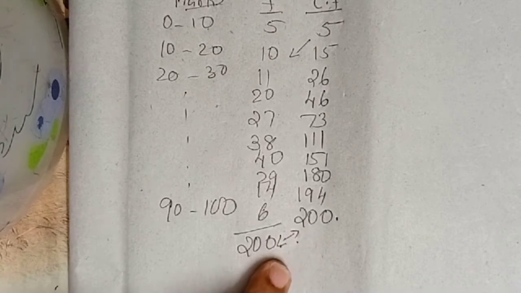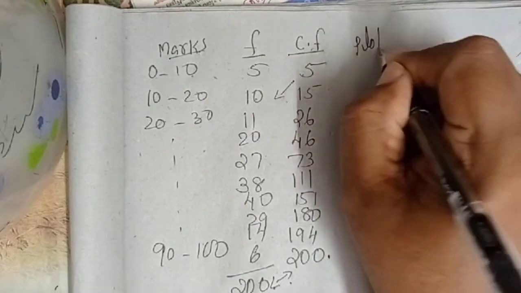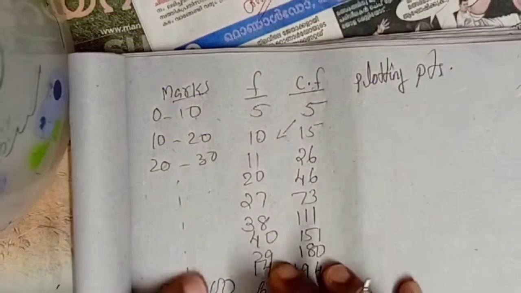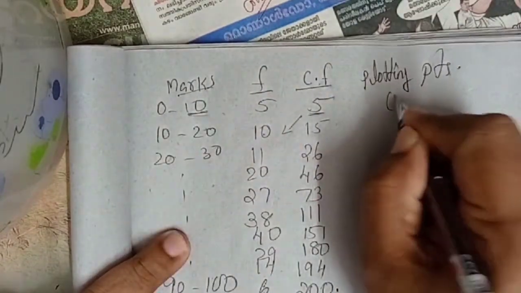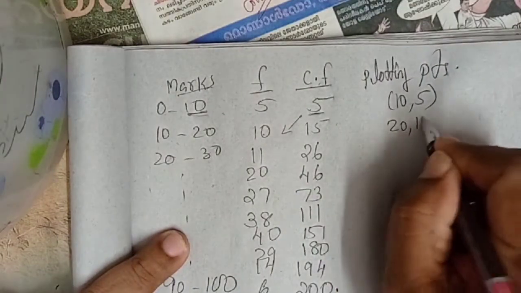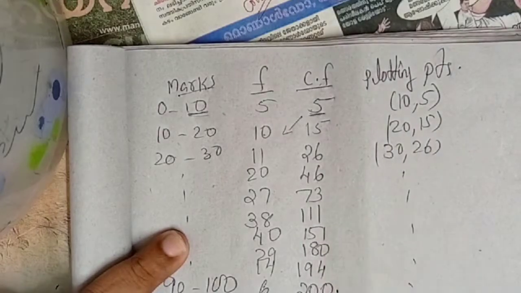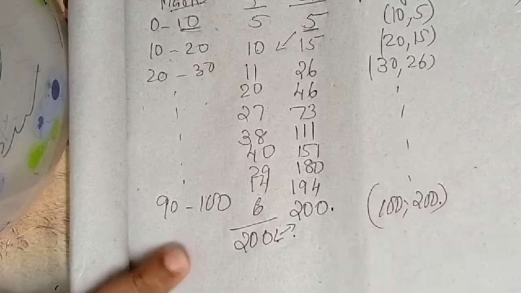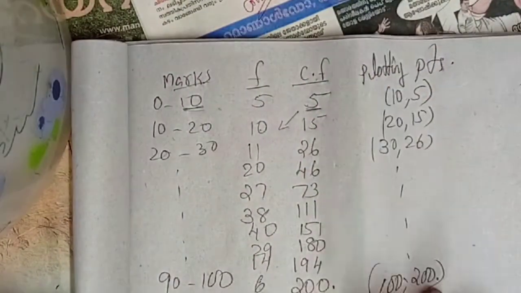Understand? Okay, then one more column. What is that? Plotting points. We plot the upper limit and cumulative frequency: 10, 5; 20, 15; 30, 26; etc. The last one, 100, 200. Actually, this column is not compulsory.